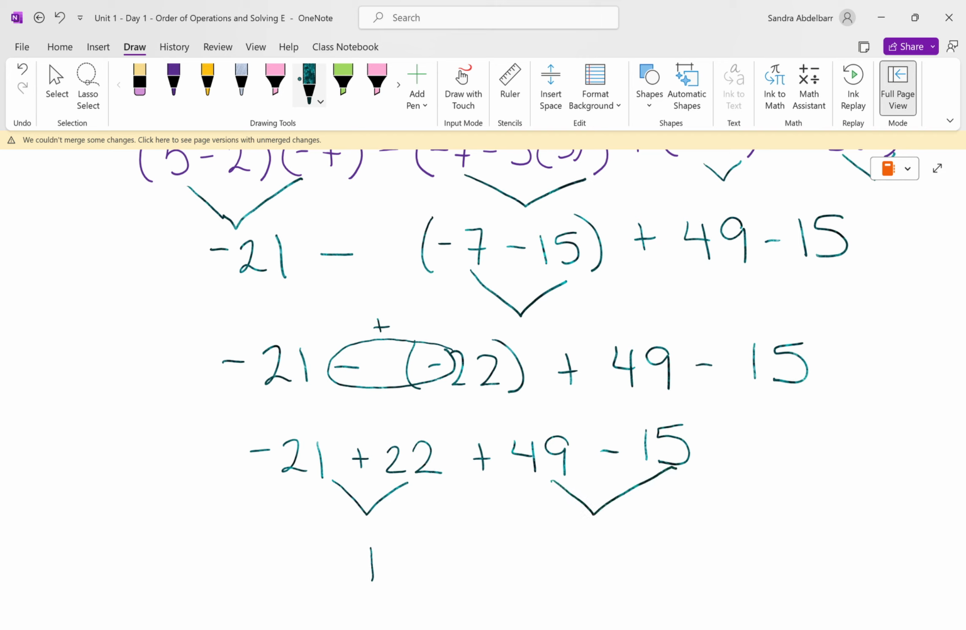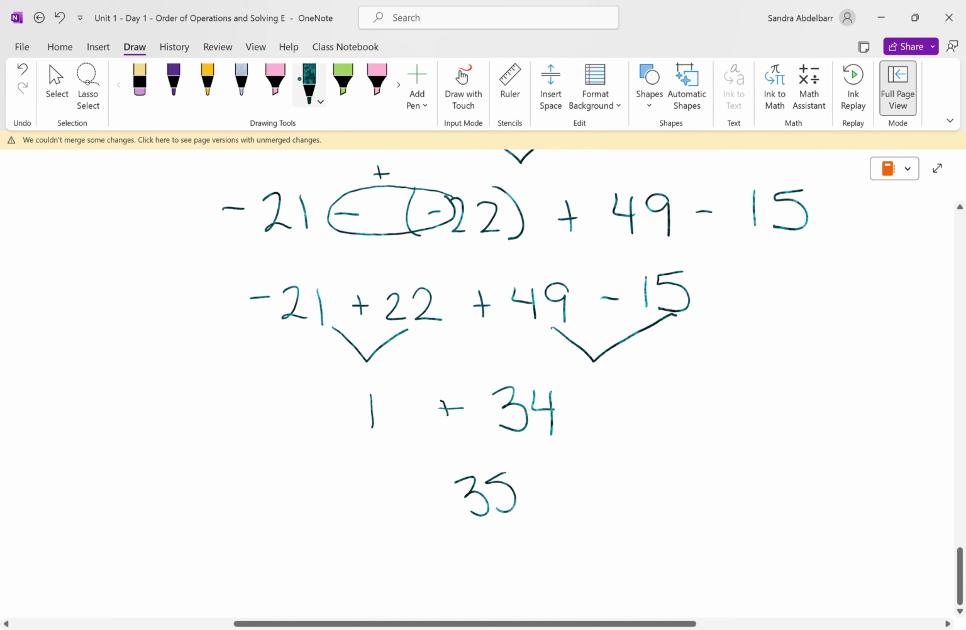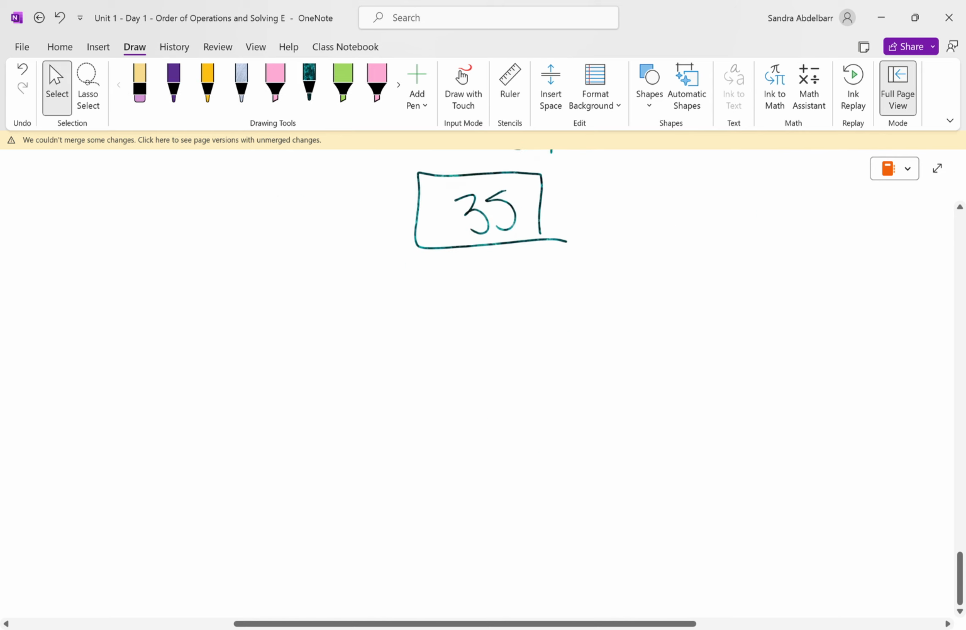Negative 21 plus 22 is 1. 49 minus 15 is going to be 34. 1 plus 34 is 35.